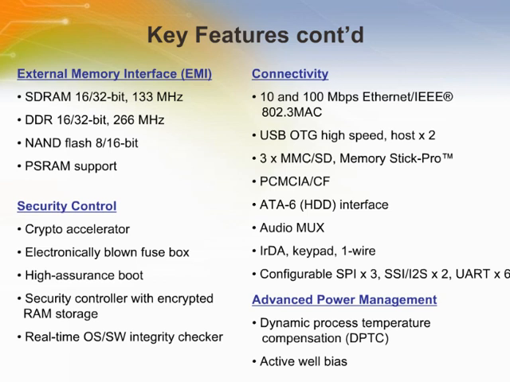The i.MX27 is built using Freescale's Smart Speed technology. The dynamic process temperature compensation mechanism measures reference circuit delays dependent on process speed and temperature. The dynamic process temperature compensation then lowers the voltage to the minimum level needed to support the current operating frequency.